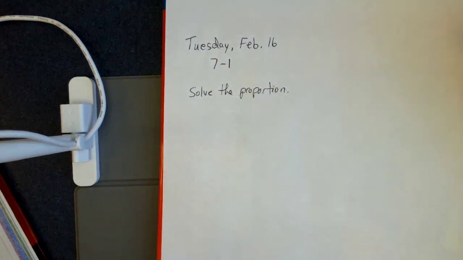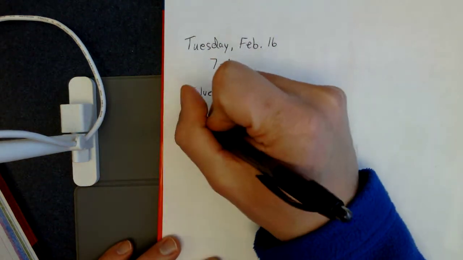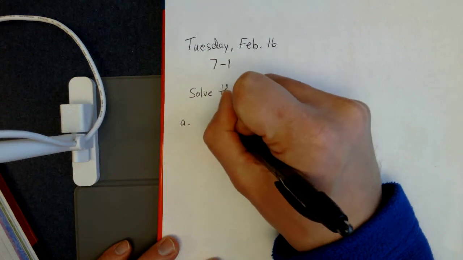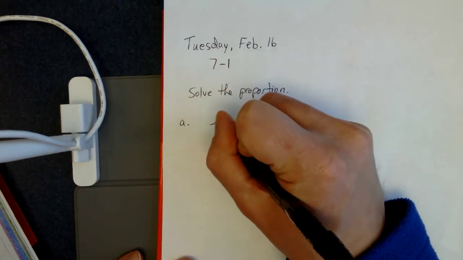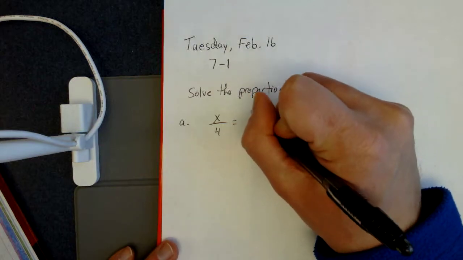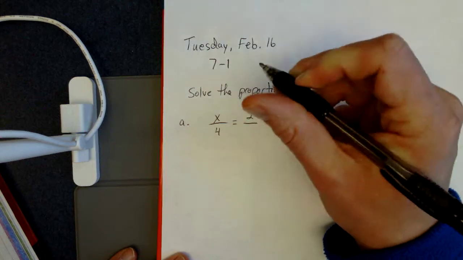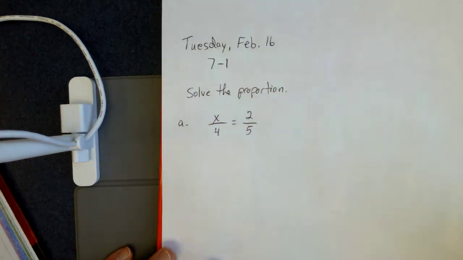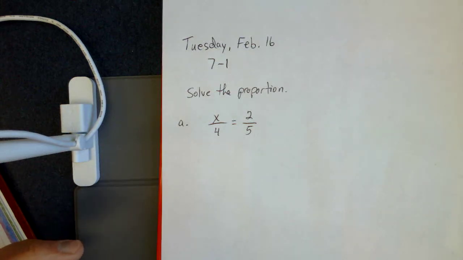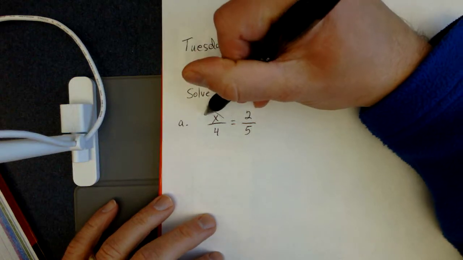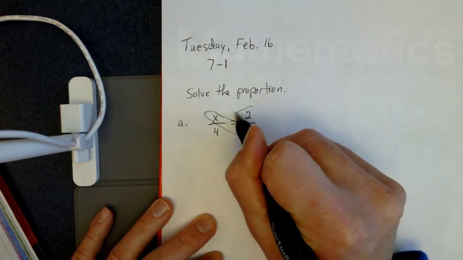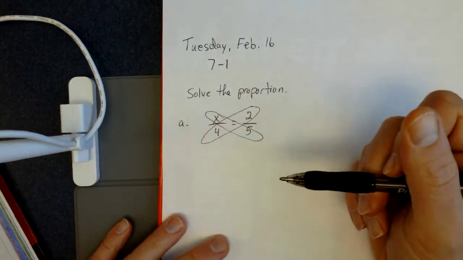And I'm going to start by doing one that will look like what you did last year in algebra. So let's say we had something like this. X over 4 equals, let's say, 2 over 5. And if you remember back to algebra last year, when you solve proportions, what we are going to do is cross multiply. So we're going to multiply these two together. We're going to multiply these two together, and then we put the equal sign in between them.